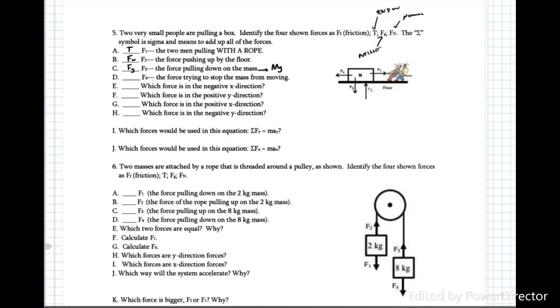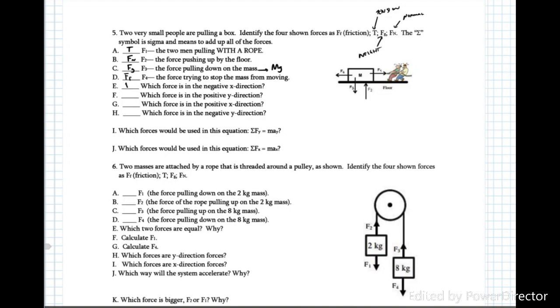Now, when we write the gravitational force, I want us to write mg when we have the mass, because the gravitational force is defined as the mass of the box or the object times the acceleration due to gravity. So when we write mg, it's a hint telling us how to calculate the weight of the box. We need to be meticulous about that. Force 4 is the force trying to stop the mass from moving. That's going to be friction.